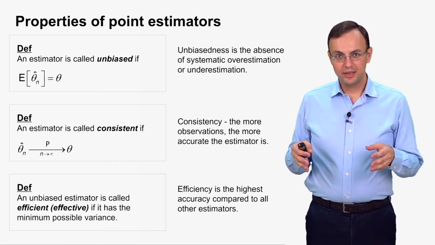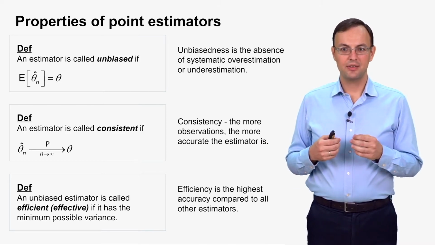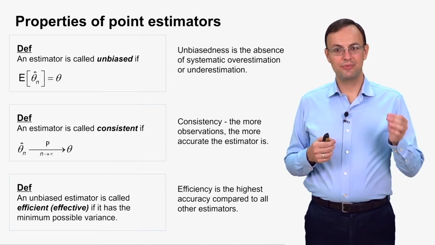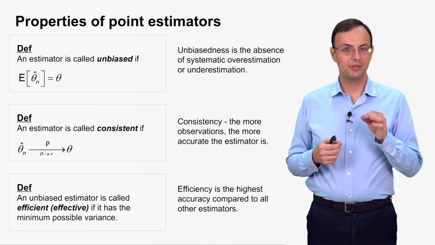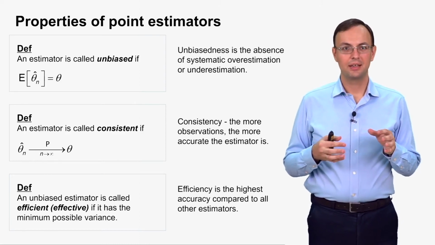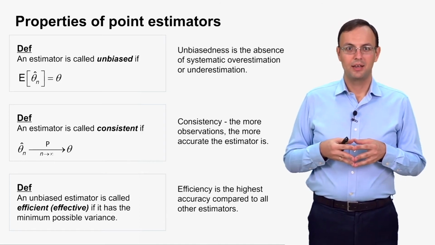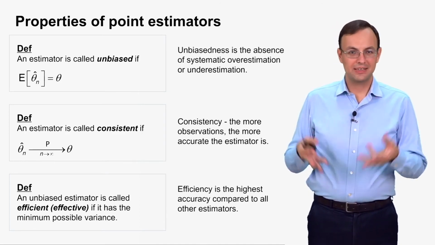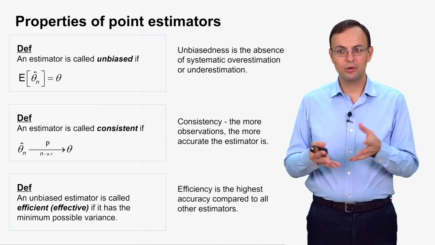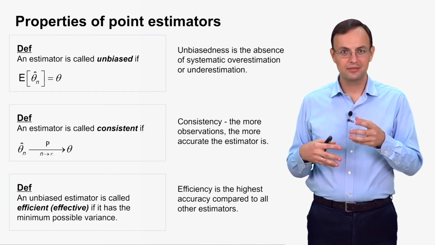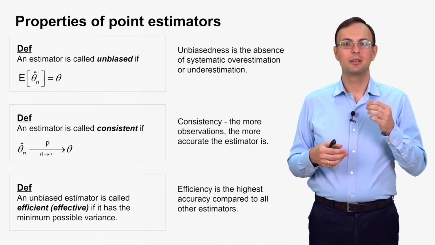So if we have several unbiased estimators, the one that is called an efficient or effective estimator is the one that has the minimum possible variance. So the smaller the variance is, the more accurate the estimator is. So efficiency or effectiveness, these terms are synonyms, is the highest accuracy compared to all other estimators. So the best one is the efficient one. The efficient one is the one with the minimal possible variance.